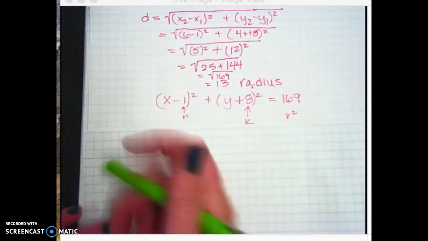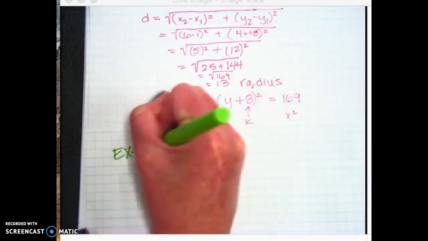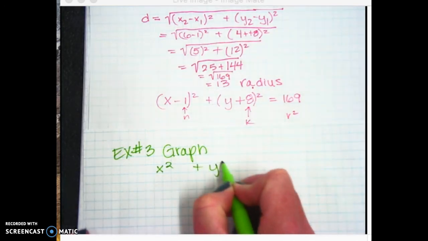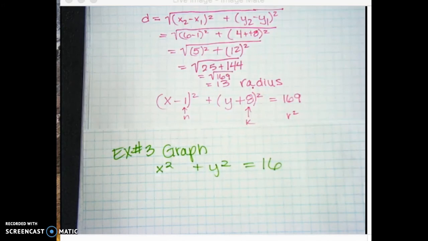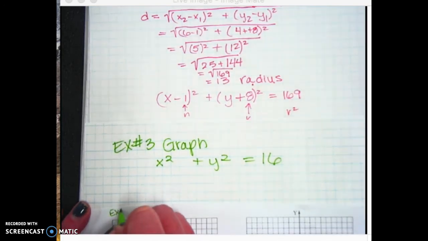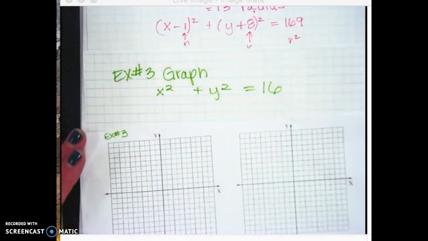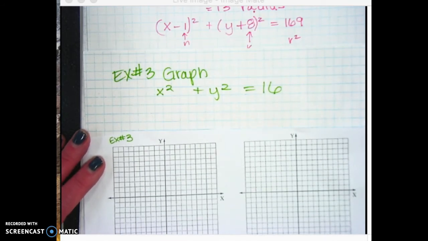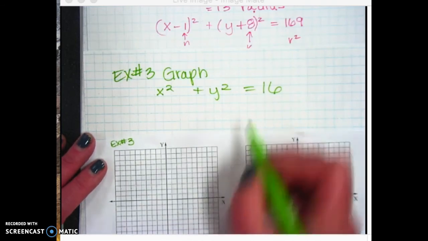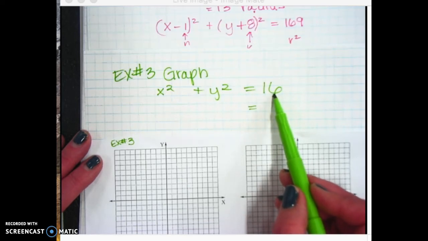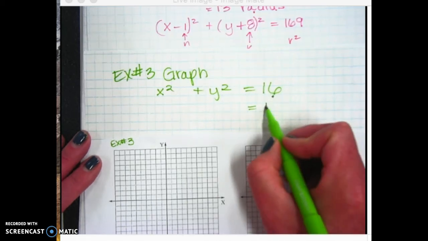There it is. All right, example number 3, we're going to graph the following equation, x squared plus y squared equals 16. So with your graph paper, you want to label the first box example number 3. We need the center and we need the radius, right? So, might be easiest to start with the radius. We have 16. Is that our radius? No. What's being squared to get 16 is our radius. What's being squared to get 16? 4. So I'm going to write 4 squared.